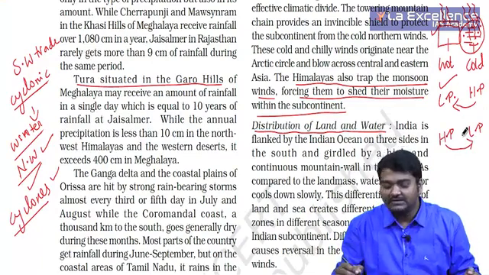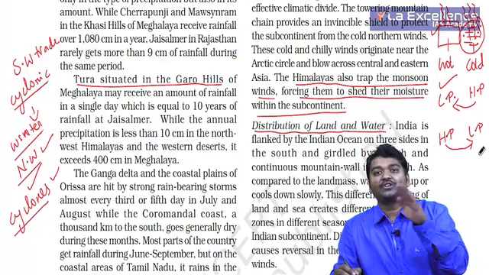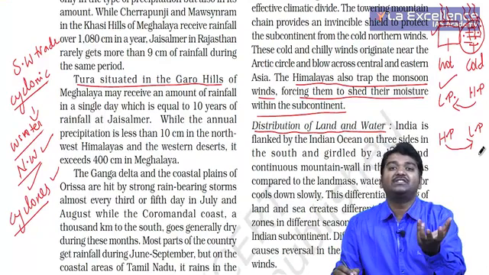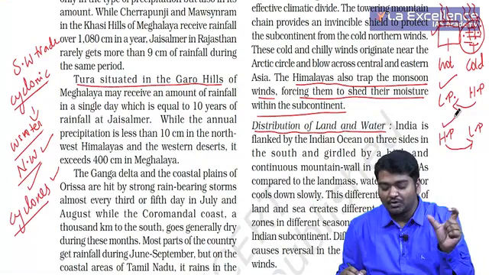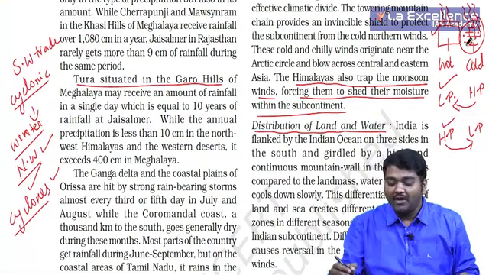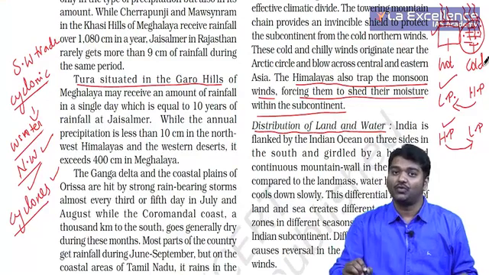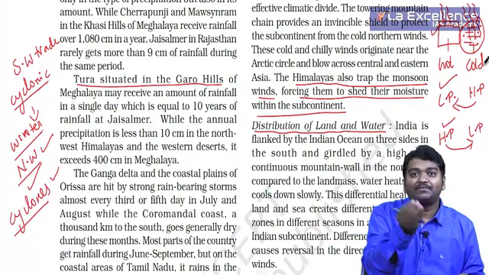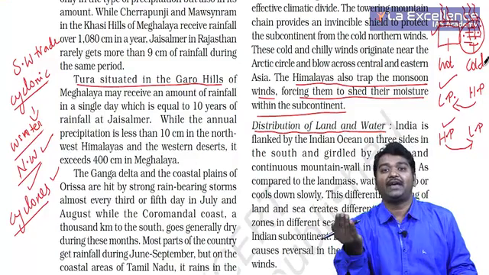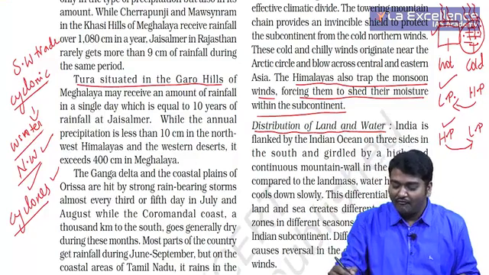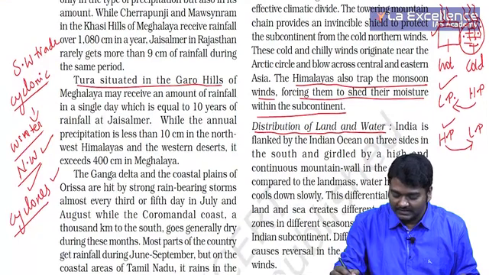So what does this mean? From land to ocean, whenever the winds blow, moisture is not there, so they don't give rainfall. Distribution of land and water is important. Whenever winds blow from ocean to land, they carry moisture with them and give heavy rainfall. Whenever they are moving from land to ocean, they don't carry moisture, so they don't give heavy rainfall. Very, very important for us.